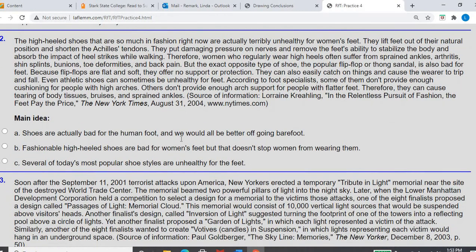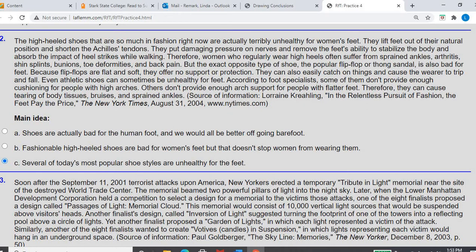Ouch. All right, so is this author implying that shoes are actually bad for the human foot and we would all be better off going barefoot? That fashionable high-heeled shoes are bad for women's feet, but that doesn't stop women from wearing them? Or several of today's most popular shoe styles are unhealthy for the feet? Hopefully you can see that there's no support for just going barefoot, and it doesn't just focus on high heels. So this is the best inference based on that paragraph.